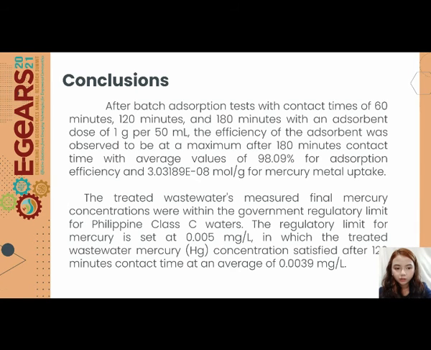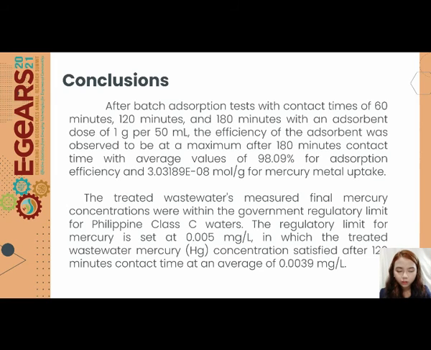After batch adsorption tests with contact times of 60 minutes, 120 minutes, and 180 minutes with an adsorbent dose of 1 gram per 50 ml, the efficiency of the adsorbent was observed to be at a maximum during the 180 minutes contact time, with average values of 98.09% for adsorption efficiency and 3.03189 × 10^-8 mole per gram for mercury metal uptake.